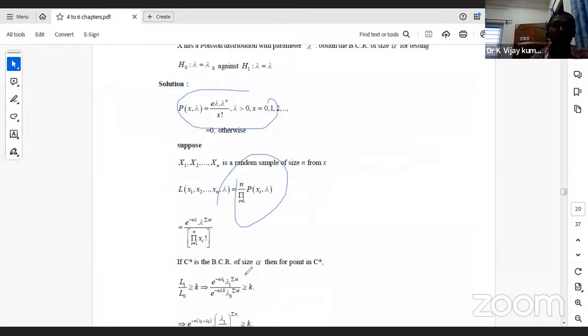So if C is the BCR of size alpha, then by the NP lemma, for every point in C, L1 by L0 is greater than or equal to k. That is, e power minus n lambda 1, lambda 1 power summation of xi, divided by e power minus n lambda 0, lambda 0 power summation of xi, is greater than or equal to k.